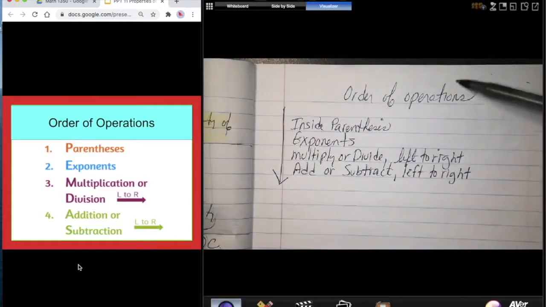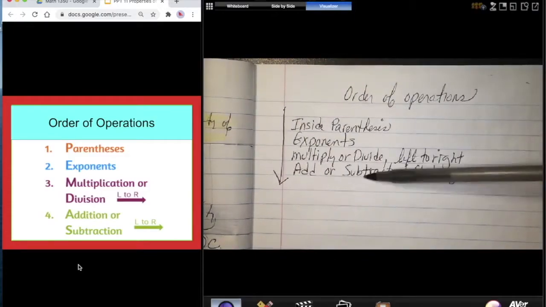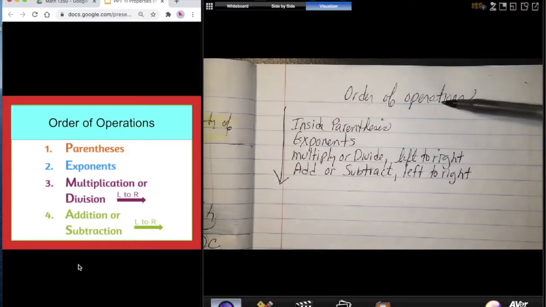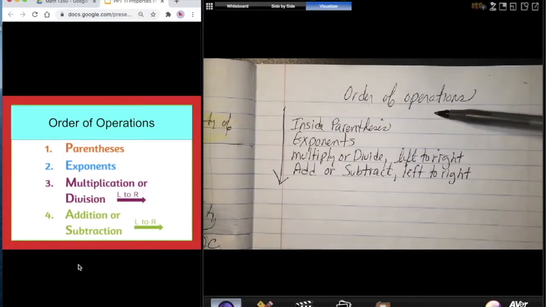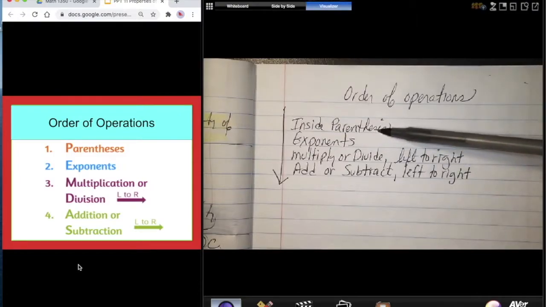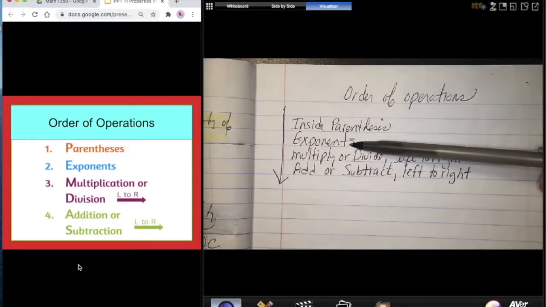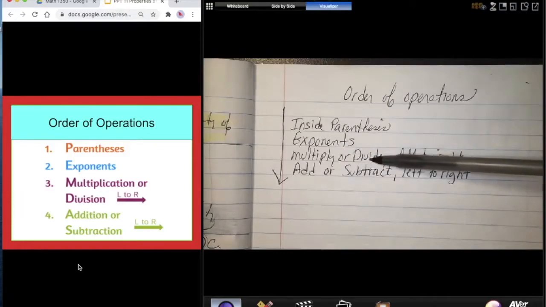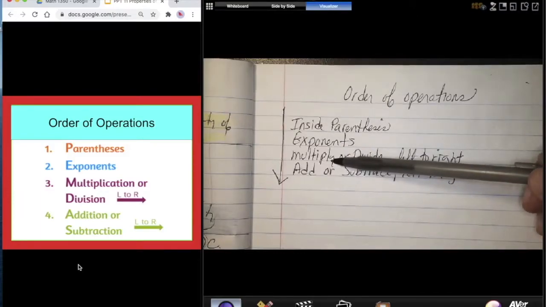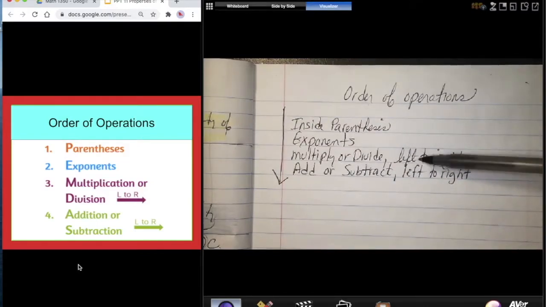And so let's look at these notes. Whenever you have a series of operations, now remember our operations are add, subtract, multiply, divide. We have 4 operations. Whenever you have these various operations in one problem, you're always going to do inside the parenthesis first. Then you look for your exponents, whether it's in the front or the middle. And then you're going to multiply or divide. Now, you don't always multiply first. Sometimes you may divide first. It depends on whichever one goes left to right.